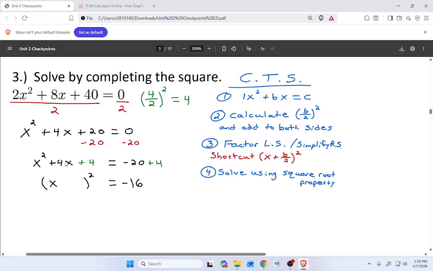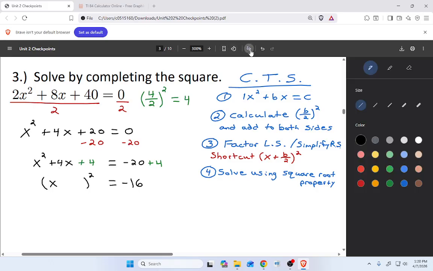My b value was the number 4. 4 divided by 2 is 2, and it is positive. So I'm going to be putting a plus 2 on the inside of the parentheses here. If you want to factor this using normal methods, you should end up with the same result. You would get maybe like an x plus 2 times an x plus 2, but really you should write that as x plus 2 quantities squared.